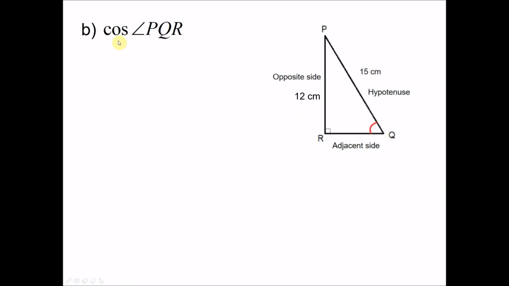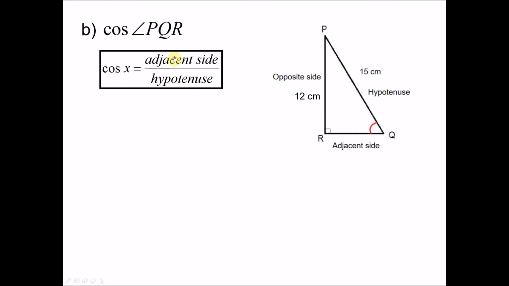So now to solve B, to find cosine of the angle PQR here, we need to use the new information which we determined from question A, which is 12 centimeters. To find cosine here, we use this formula, cosine x equals adjacent side over hypotenuse. But the adjacent side here is not given, so we cannot fill in the values into the formula. In this case, we need to find the adjacent side first before we can use the formula.